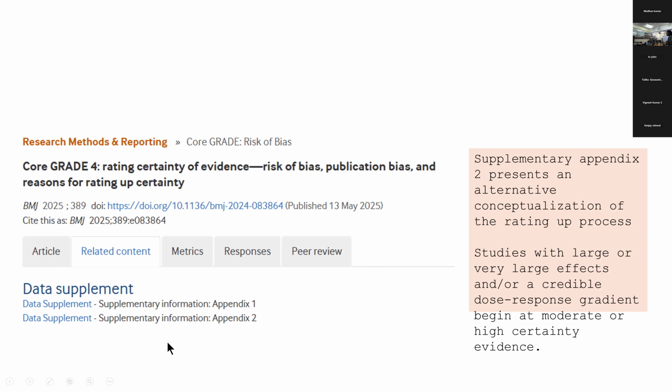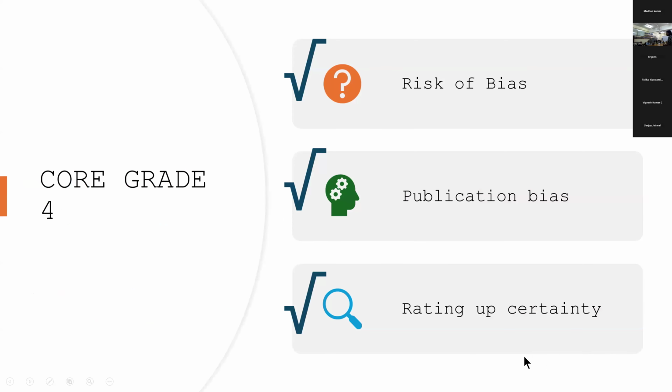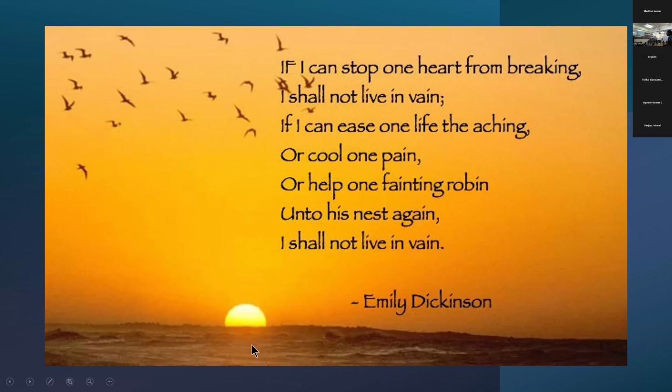So that sort of summarizes your core GRADE 4. In supplementary appendix 2, they have an alternative conceptualization where they say you can rate up the NRSIs based on your magnitude as well as dose response initially, and then you rate it down for the 5 risk of bias domains. It has some advantages, but the core GRADE has put this approach only in the main body. If you're interested, you can read up from the supplementary appendix 2. So that covers our core GRADE 4. Here we will take a 2-minute breather.